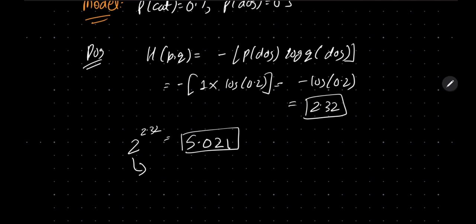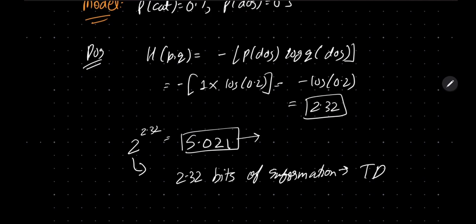So what can we conclude from this? That 2.32 bits of information are required to explain the true distribution. And with a perplexity of 5.02, the model is as uncertain as if it were to choose from 5 possible options. Okay, this is the answer.